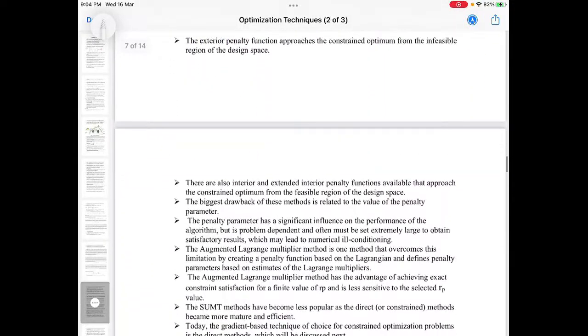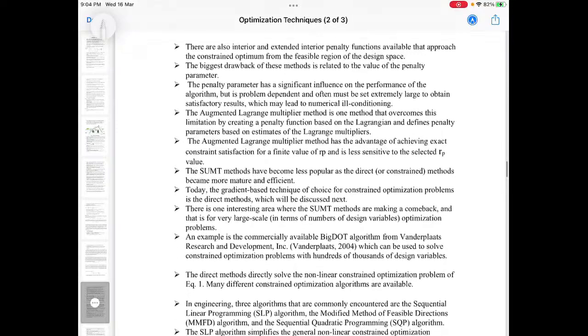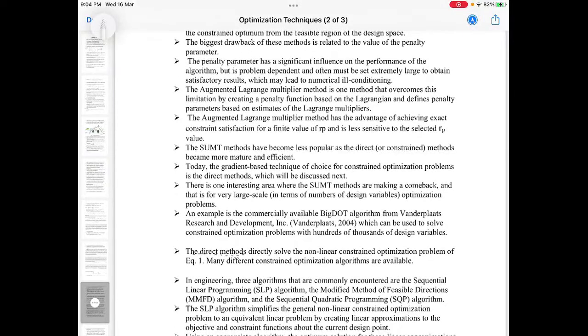Coming back, the direct methods directly solve the nonlinear constrained optimization problem in equation number 1. Equation number 1 is an example of a nonlinear constrained optimization problem, and many different constrained optimization algorithms are available to solve it.